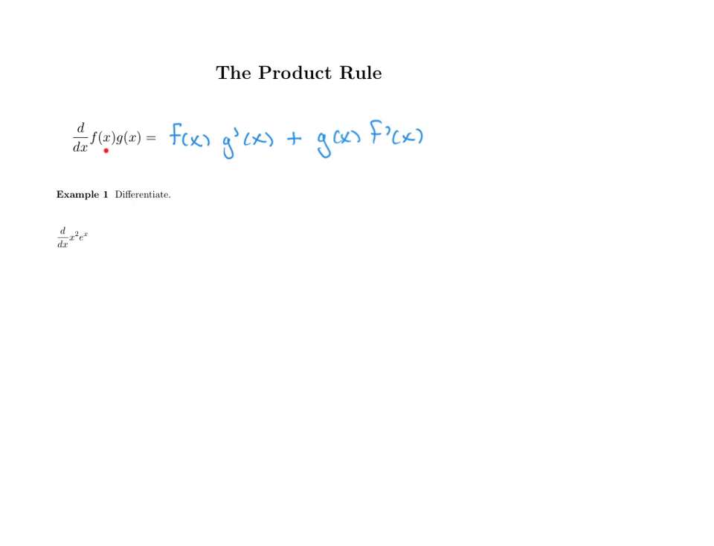So when encountering a product, you can't just take the derivative of both to get your answer. You leave one alone, multiply by the derivative of the other, and then you switch it. Leave the second alone and multiply by the derivative of the first.